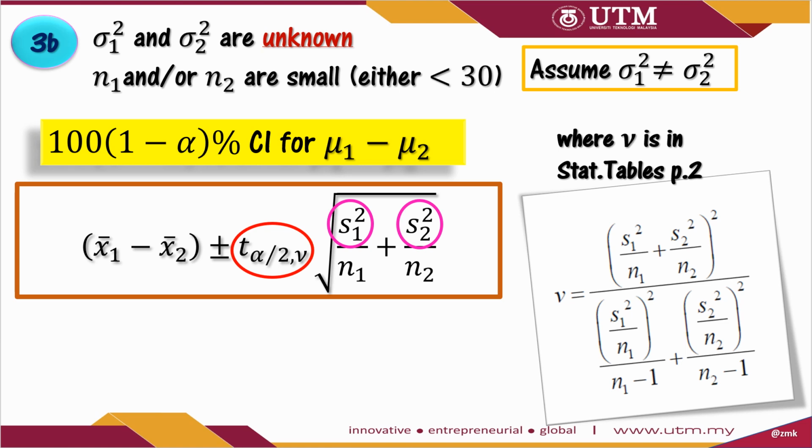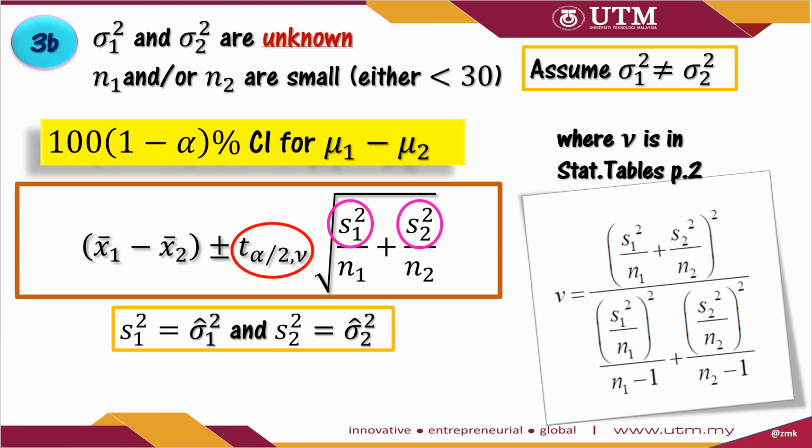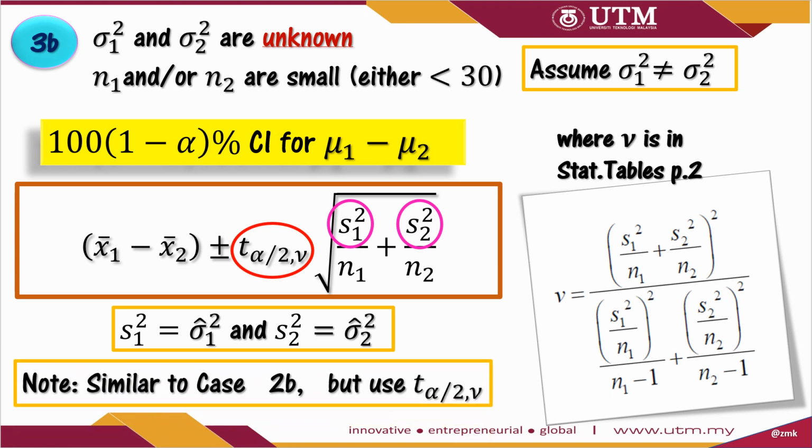Next, s1 squared and s2 squared are estimates of sigma 1 squared and sigma 2 squared respectively. Here, we do not use Sp squared, which is the pooled variance, because sigma 1 squared and sigma 2 squared are assumed to be unequal. Note that case 3b is similar to case 2b. Nonetheless, you should use a t-score, that is t alpha over 2 nu, not a z-score in the confidence interval formula, in this case 3b.